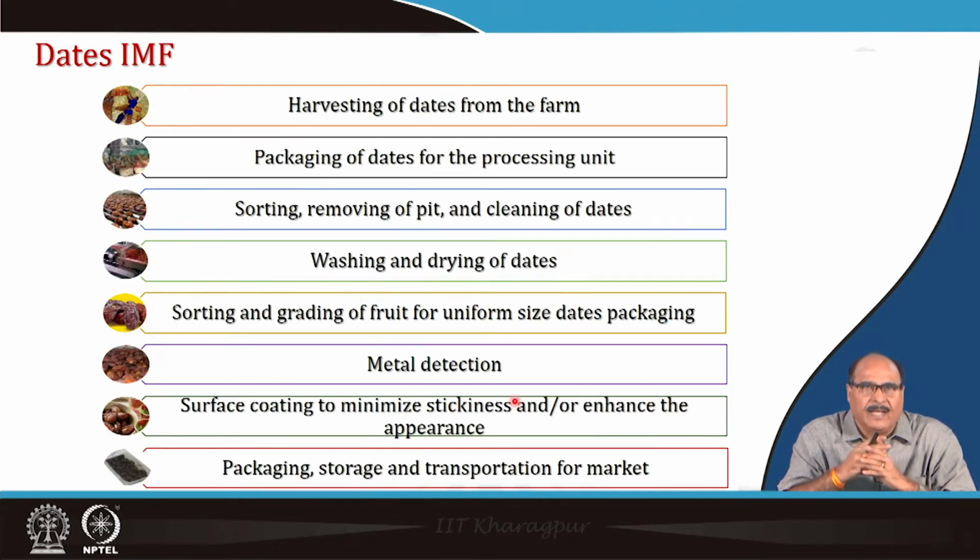Dates as an IMF: harvesting of the dates from the farm, packaging of dates for the processing unit, sorting, removing of pit and cleaning of the dates, washing and drying, sorting and grading of fruit for uniform size, date packing, metal detection, and then surface coating to minimize stickiness and enhance the appearance, packaging, storage and transportation for the markets. So, these are the dates.